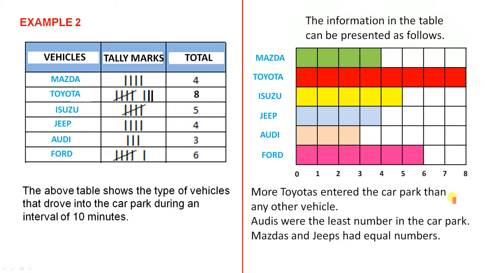And we can make these conclusions. More Toyotas entered the car park than any other vehicle, because that column there, or that bar, is the longest. Audis were the least number in the car park. Of course, that column there is the smallest, or that bar. Mazdas and Jeeps had equal numbers, because Mazdas and Jeeps had the same length. So you can see when something's organised, you can make some useful conclusions, because it's easily seen what is happening.